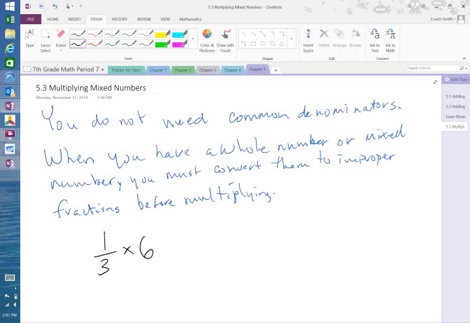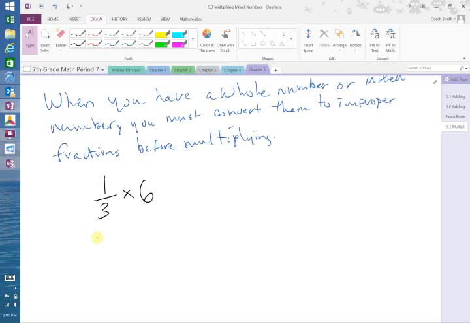answer. Okay? Now, first things first, I have to take 1/3 times 6 over 1. All right, now, the whole number has been expressed now as an improper fraction. Okay, we took this number and made it 6 over 1. Okay? You must convert them to improper fractions before multiplying.